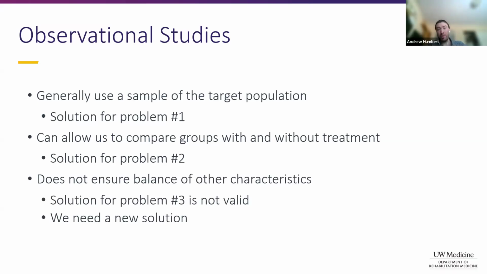But it's really problem number three where observational data breaks down, right? There's nothing in collecting observational data that ensures we have a balance of other characteristics. So the solution for problem three that we used for randomized trials is not valid. We can't randomize people, otherwise we're not doing an observational study anymore. So we can't guarantee that there's going to be a balance of these other characteristics. So we need to come up with some kind of new solution to try to achieve this balance of characteristics such that we can emulate the clinical trial setting.